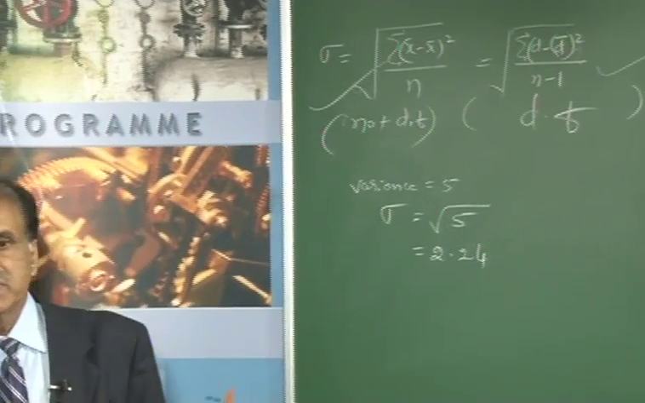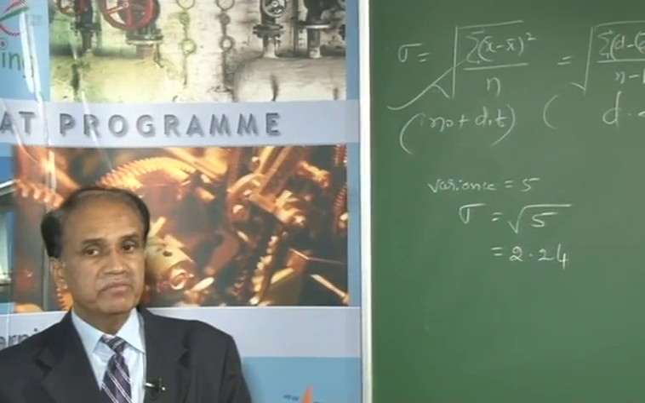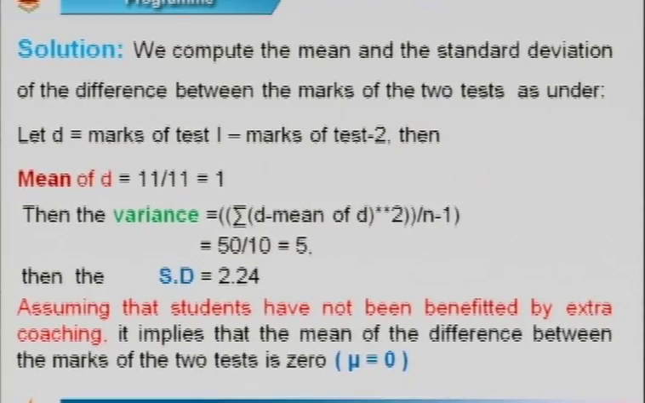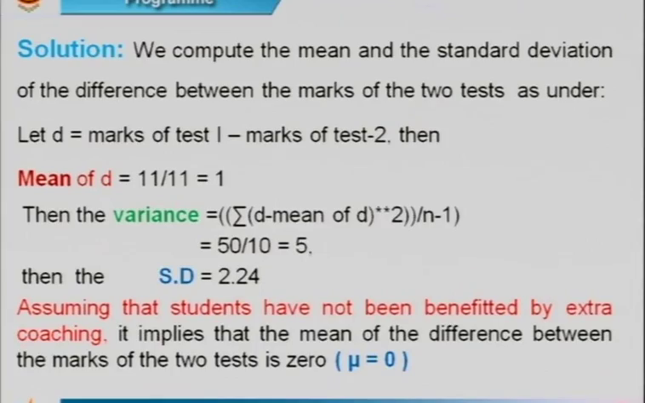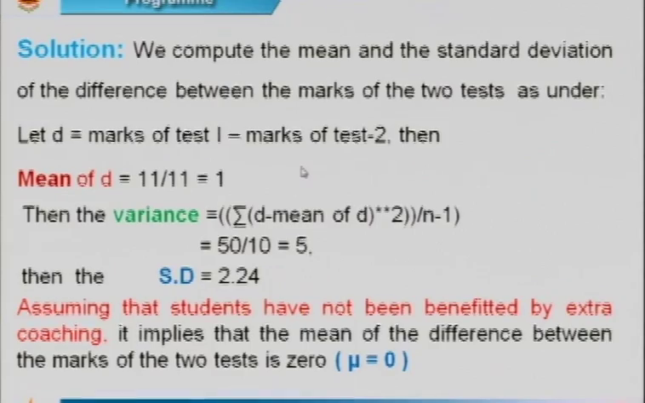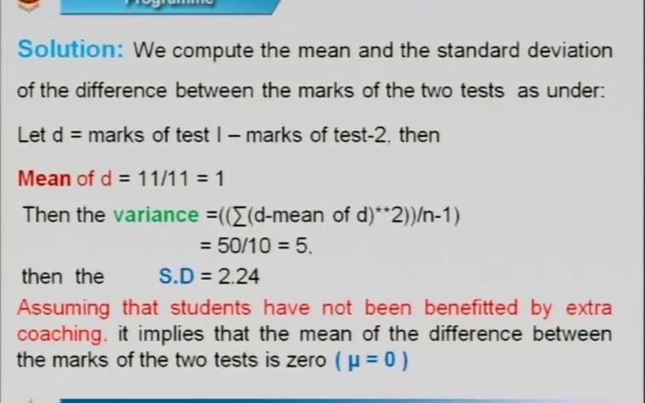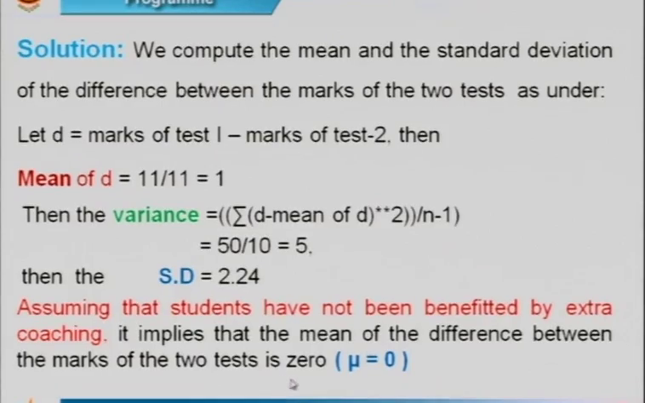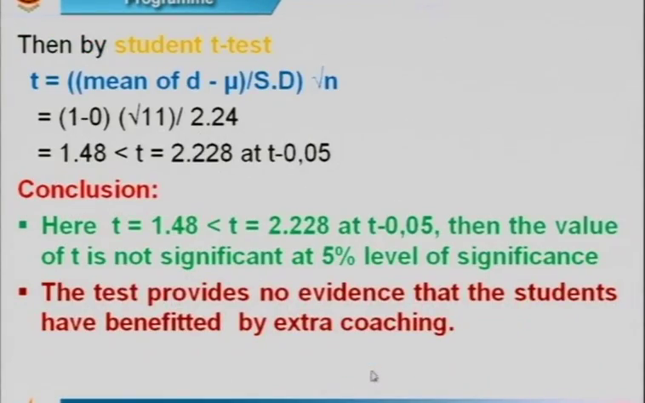Then, assuming that students have not been benefited by extra coaching. What do you mean by this? That means we propose the hypothesis for the given data when students were given extra coaching. Now I claim that, assuming students have not been benefited by extra coaching, let me check with the t-test. It implies that the mean of the difference between the marks of the two tests is 0, because we will assume that value as 0.